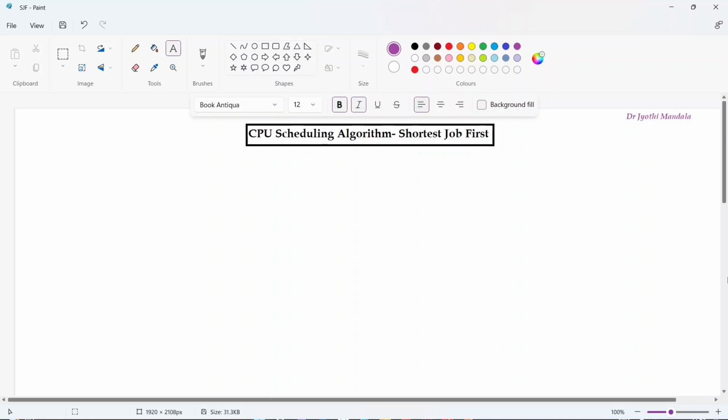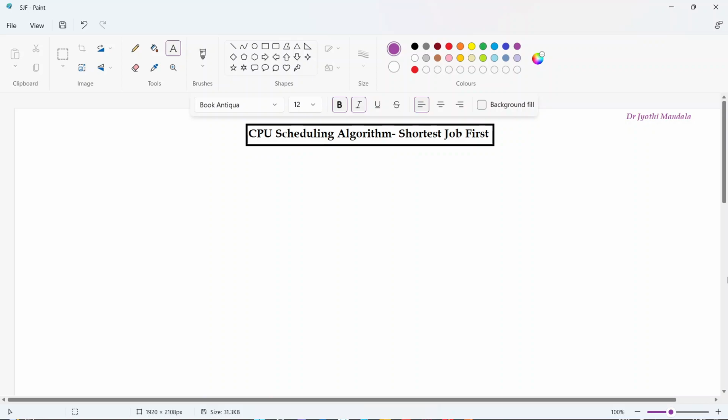We are learning different kinds of CPU scheduling algorithms. In the last lecture we learned about FCFS, which is the first come first serve scheduling algorithm. I hope you all are clear with that scheduling algorithm. So in today's lecture, let us understand how the shortest job first scheduling algorithm works.